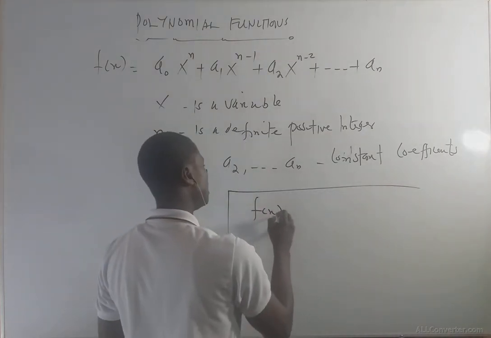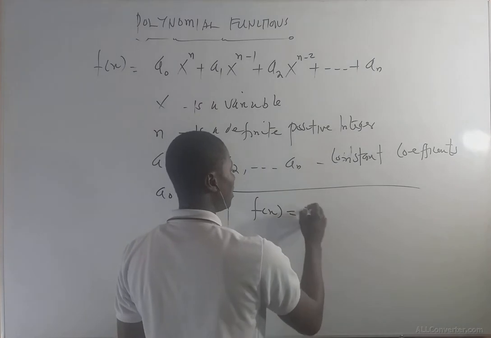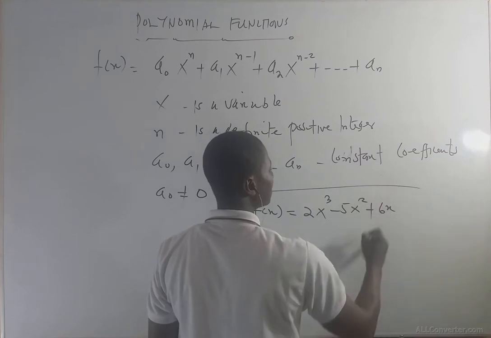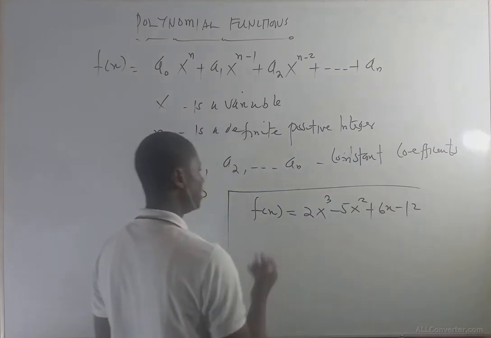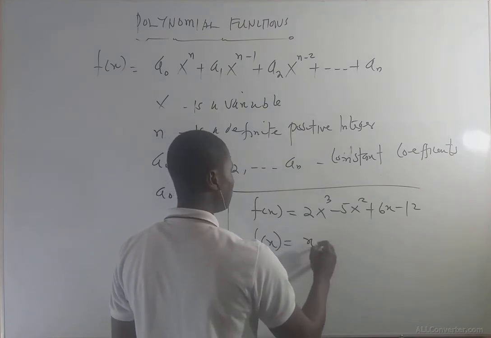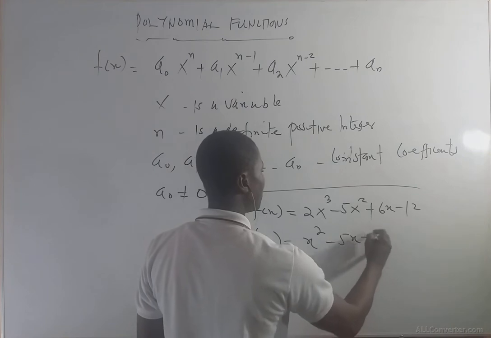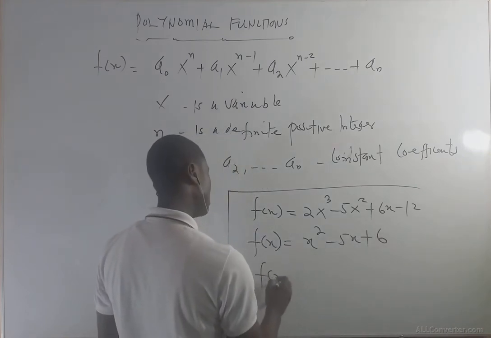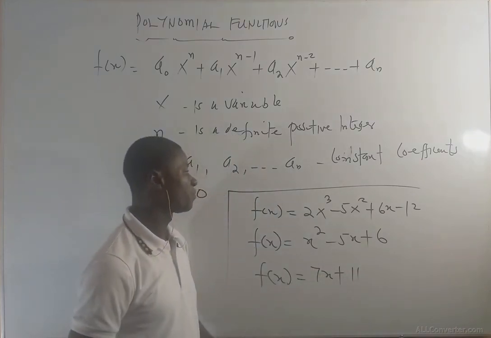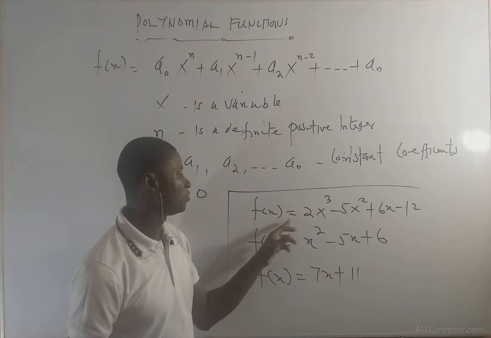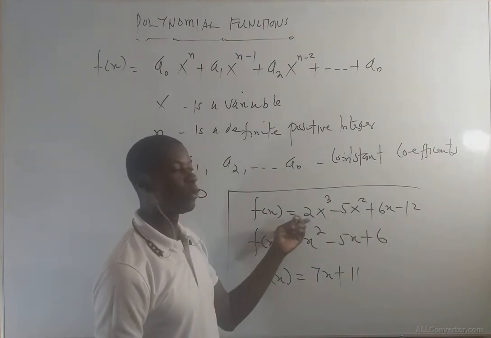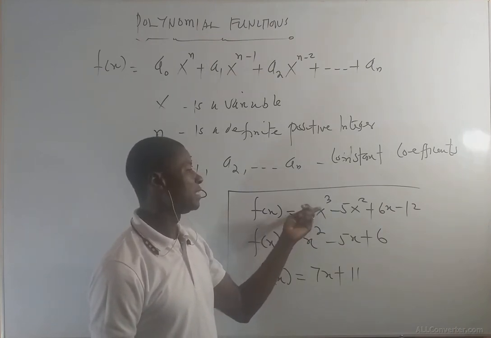this polynomial function: f of x equals 2x cubed minus 5x squared plus 6x minus 12. This is a polynomial function. Let's assume that we have f of x equals x squared minus 5x plus 6. Then let's say we have f of x equals 7x plus 11. All these are polynomial functions. But when we look at the first function, f of x equals 2x cubed minus 5x squared plus 6x minus 12, this is a cubic polynomial because the highest exponent is 3.